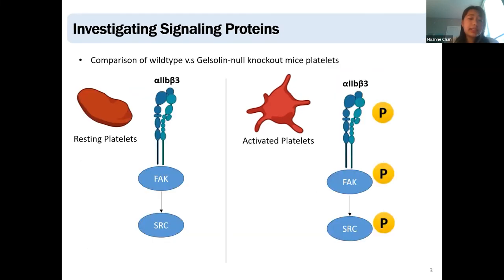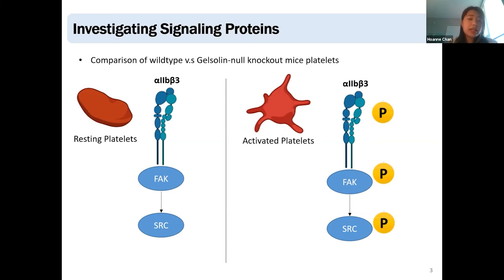So to understand this, we use genetically altered mice lacking the protein gelsolin. So the mice without gelsolin are referred to as knockouts, and the mice that have gelsolin are referred to as wild types. So knocking out gelsolin demonstrated a decreased endocytosis or uptake of cargo. So as a next step, we wanted to understand whether the integrin signaling pathway was affected or not. So this could be done by comparing the concentration of the phosphorylated proteins in our wild type and knockout mice.